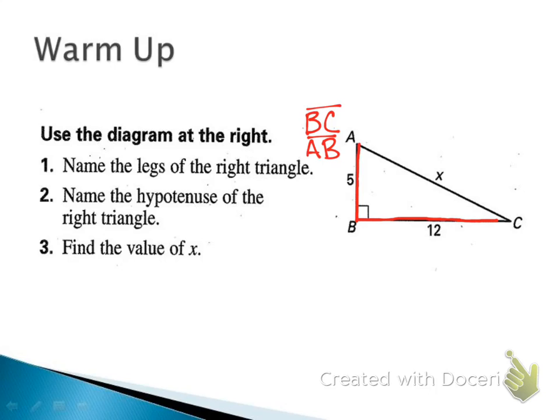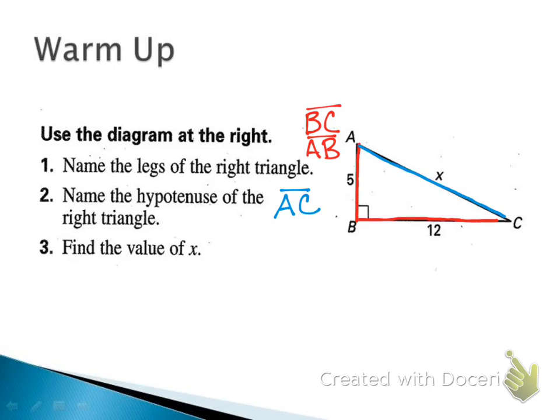The legs are always the smaller ones. Alright. Next, which one's the hypotenuse? AC, good. The hypotenuse is always the one across from the right angle. So once you know where the right angle is, just look all the way across. That's the longest side. We call it the hypotenuse.